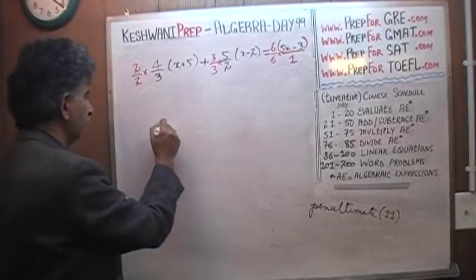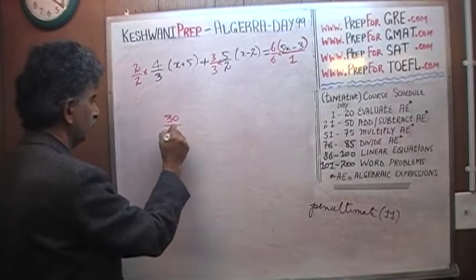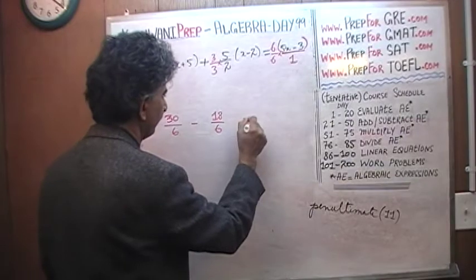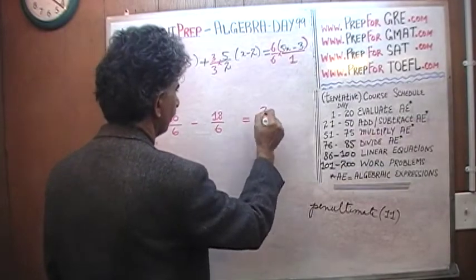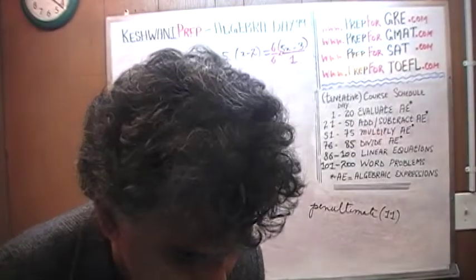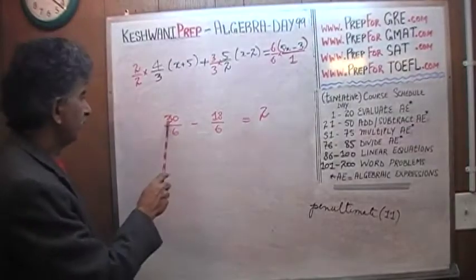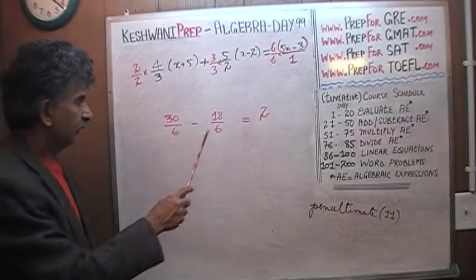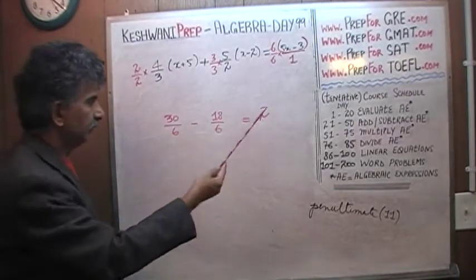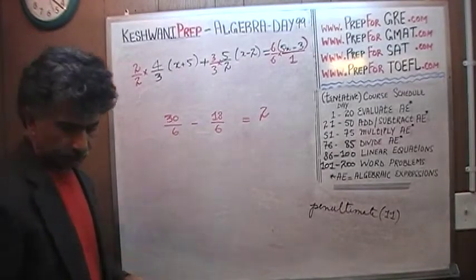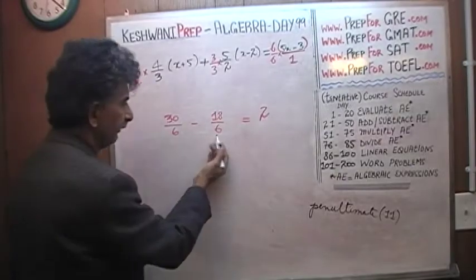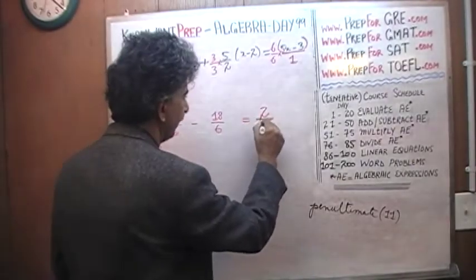For example, if somebody asks you 30 divided by 6 minus 18 divided by 6, would you agree that that quantity is true, that this equation is valid? Well, let's see. 30 divided by 6 is 5. 18 divided by 6 is 3. 5 minus 3 equals 2. That's a valid equation. But this has a denominator of 6. This has a denominator of 6. This has a denominator of 1.